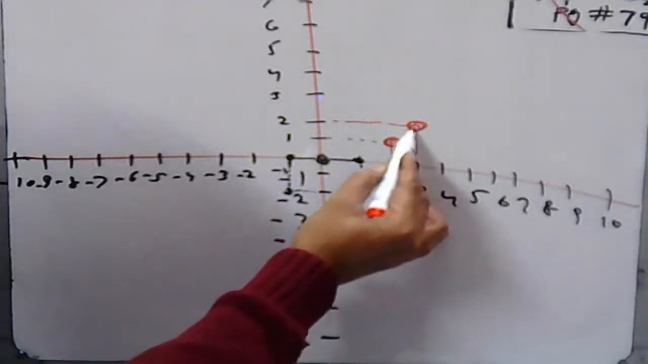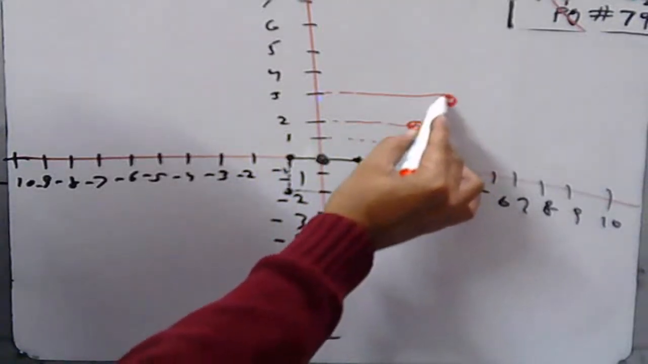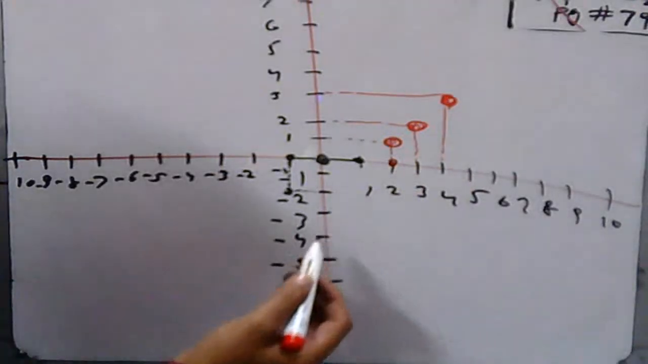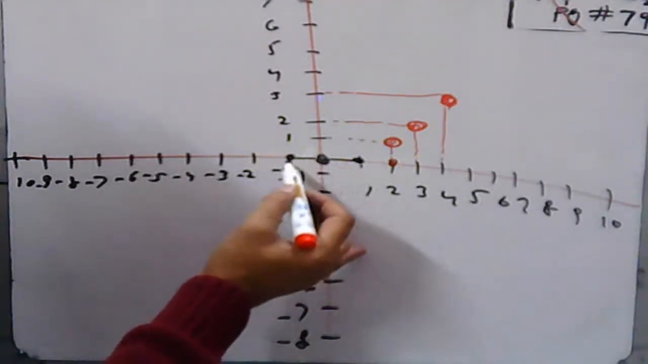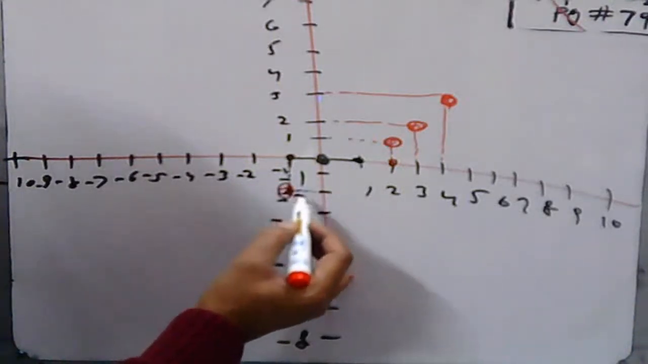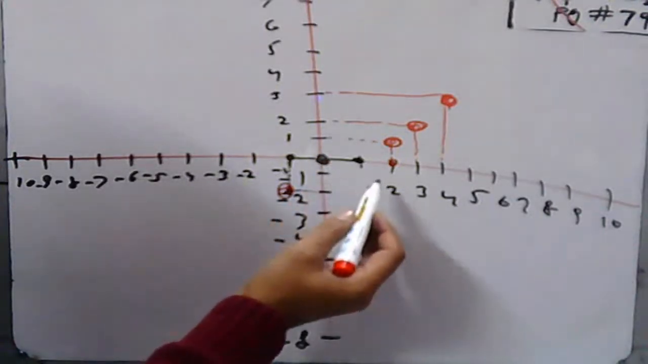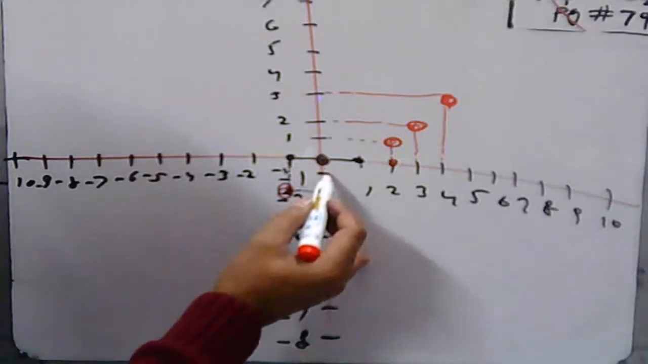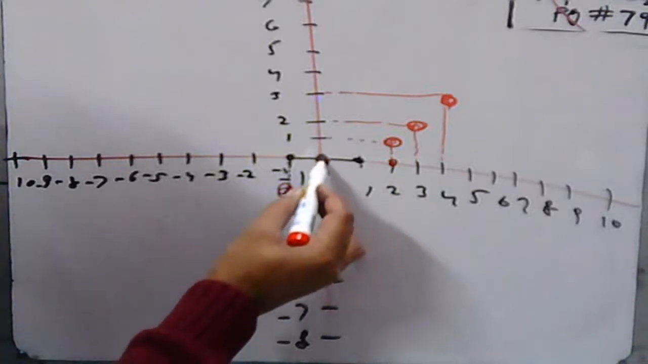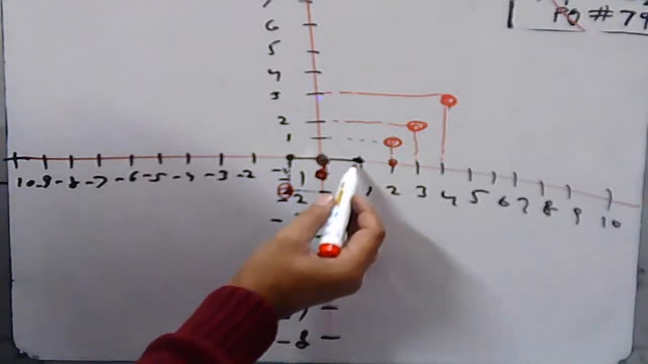When you take 4, you will get 3, so this one is your another point. So similarly, when you take minus 1, you will get minus 2, this one. Similarly, when you take 0, minus 1, that is your minus 1. So when you take 1, you get 0.